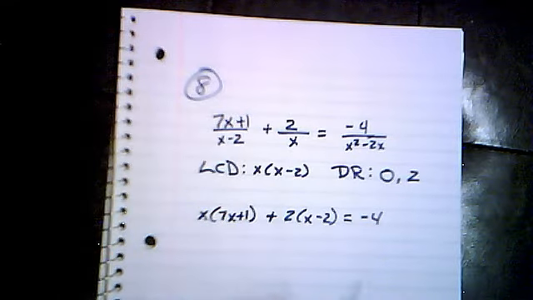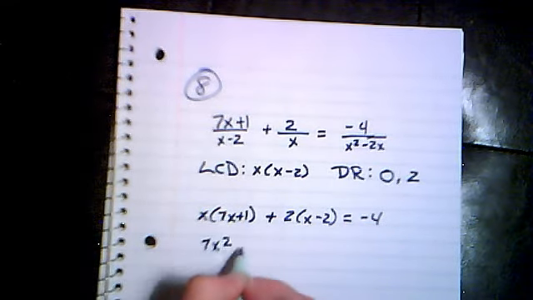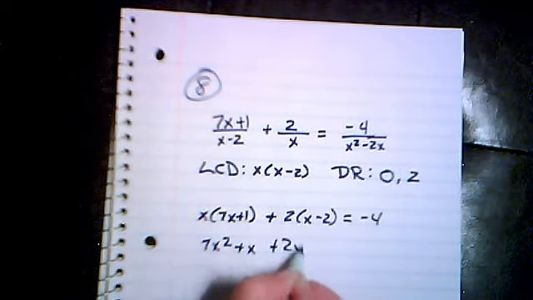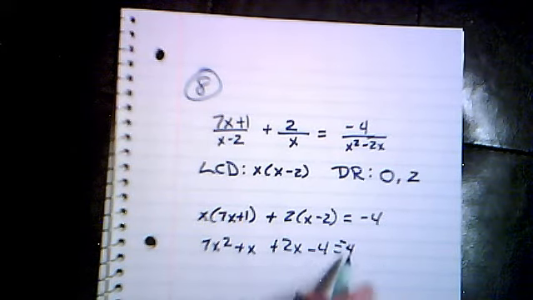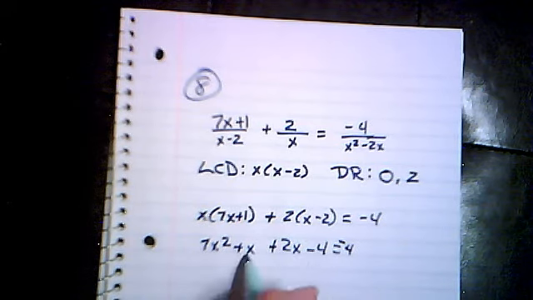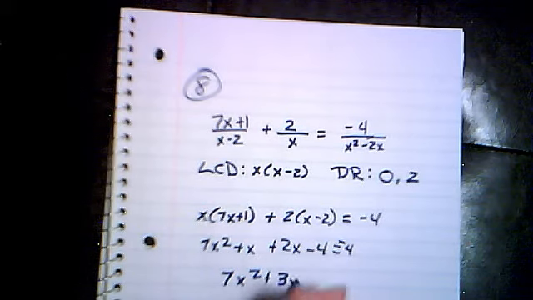So now I need to use the distributive property. So 7x squared plus x plus 2x minus 4 is equal to negative 4. Now I need to combine like terms, add 4 to both sides, and add x and 2x. So then 7x squared plus 3x is equal to 0.